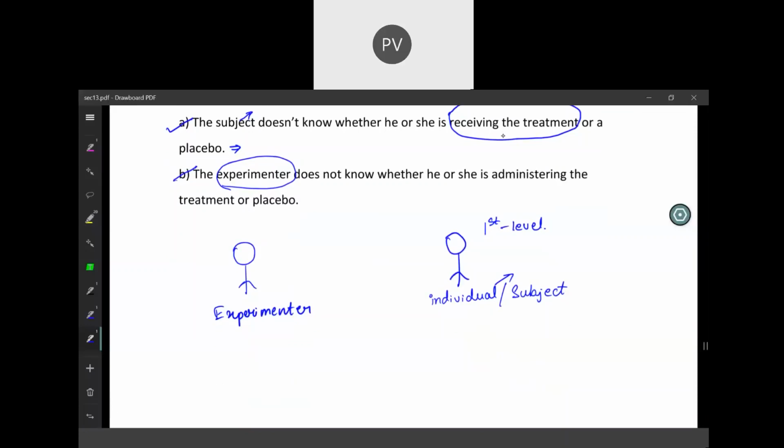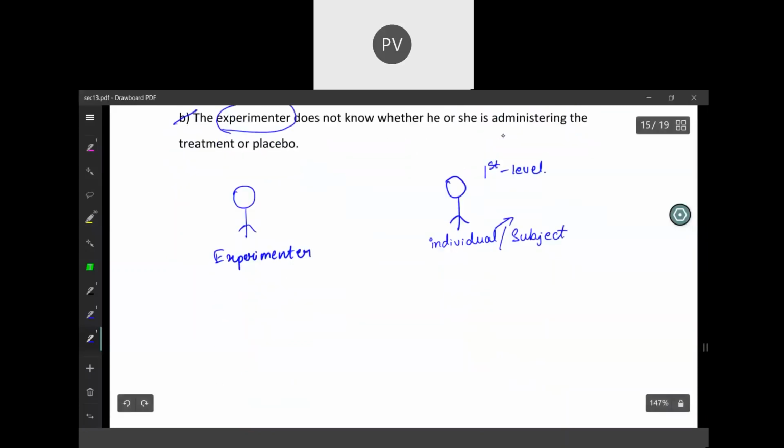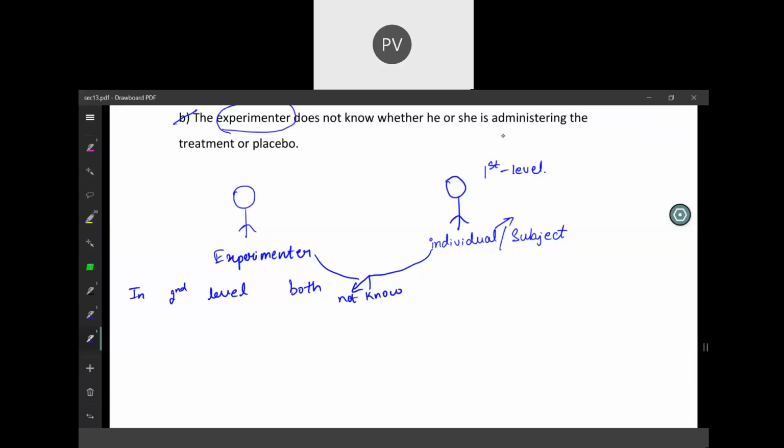Okay, now in double blind, the second level, both the experimenter and the individual will not know whether it is a treatment or placebo. So both will not know whether it is a treatment or placebo. Okay.